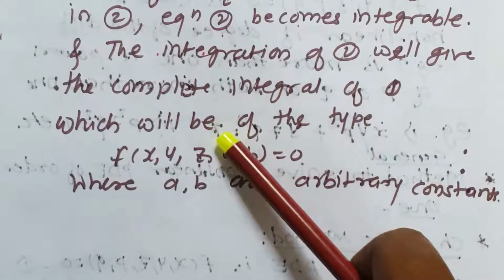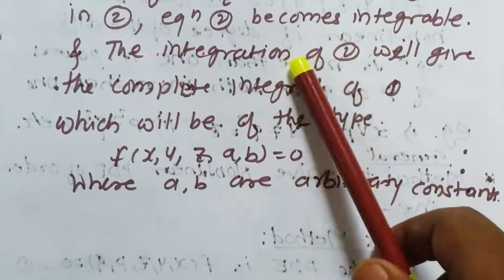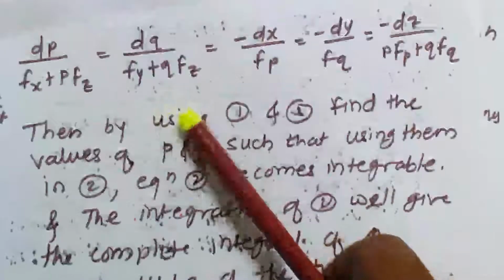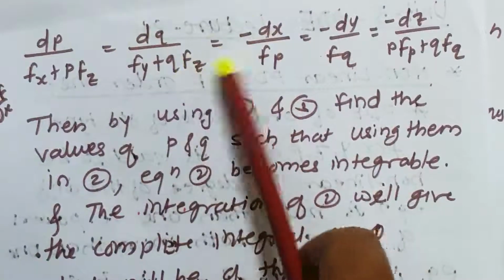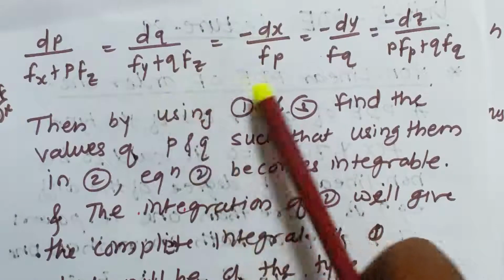After integration, you are going to integrate there, right? So when you consider the ratio of any two, you are going to do integration to obtain equation 3, right?